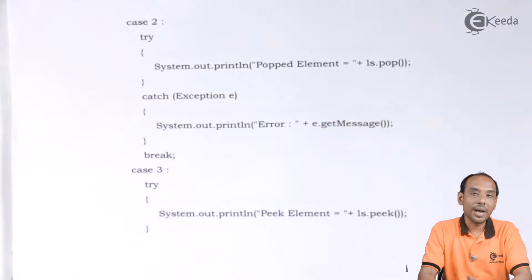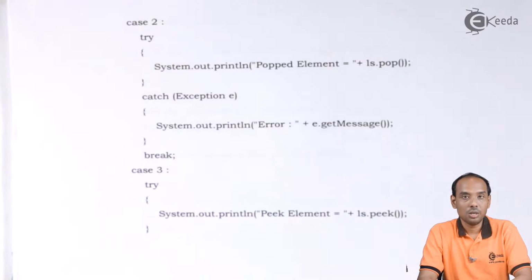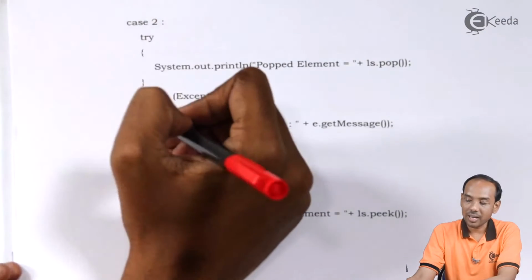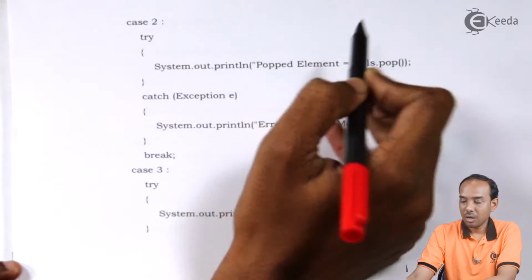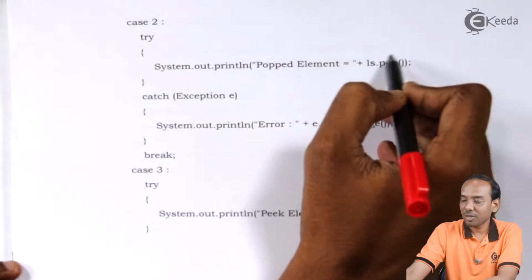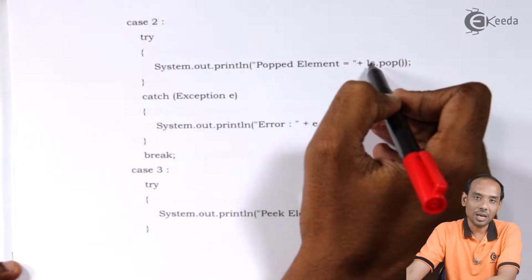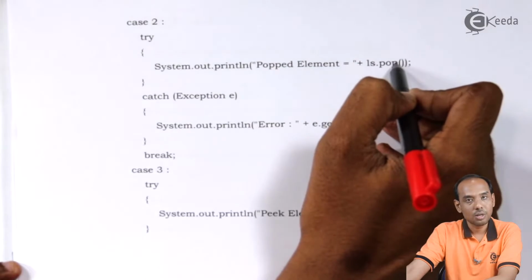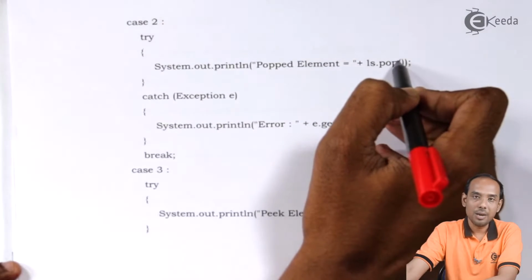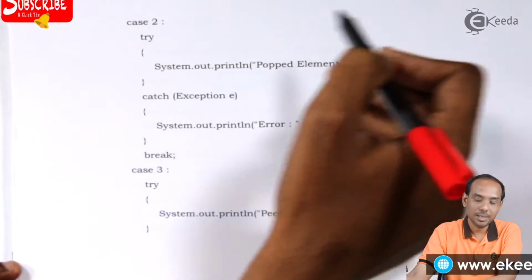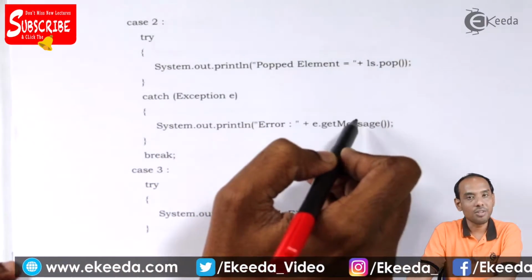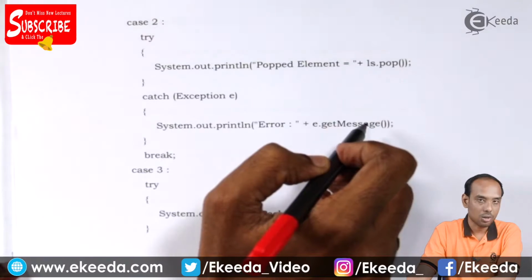In this case I use the concept of try and catch, since I know that an exception can be thrown in this case. Hence I write the try and catch block. The popped element will be called using which function? Pop function. Hence I write ls, which is the object of link stack class, ls dot pop. That will delete the element from the stack. If any exception occurs, I can handle it here, where I have given which kind of error occurs.